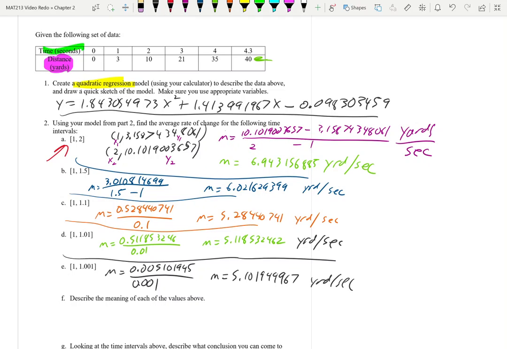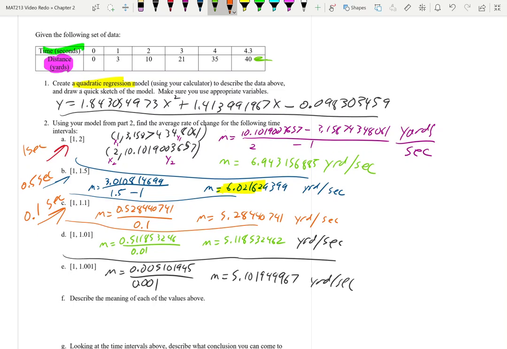But if we shorten that up, and we only go from 1 to 1.5, that number was about 6 yards per second, a little bit, 6.02. And then if we shorten that up even more, that was from 1 to 1.1 seconds. So notice this time interval is very, very short. The original time interval was 1 second long, starting at 1, ending at 2. Then the next one was half a second long, from 1 to 1.5. Now we're going from 1 to 1.1. This is 0.1 seconds. That's not very long. That's a tenth of a second. On average, in that tenth of a second, we were going 5.28 yards per second.